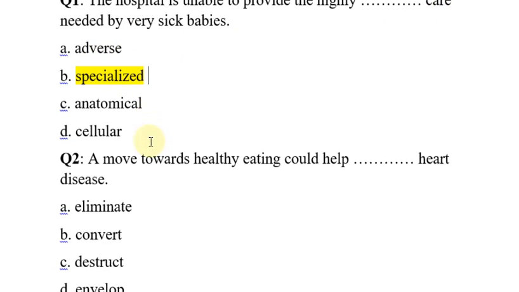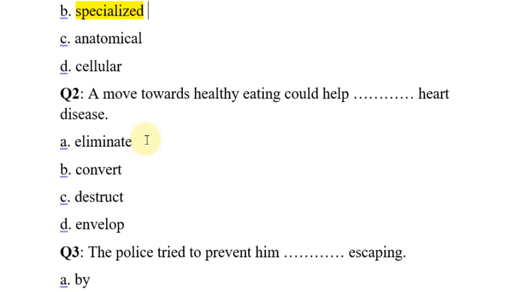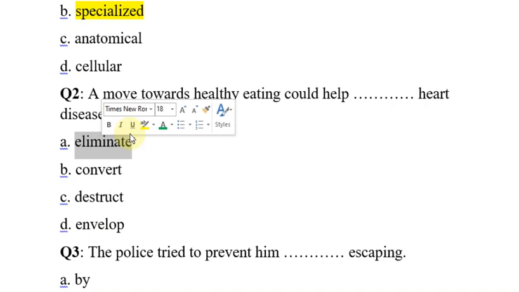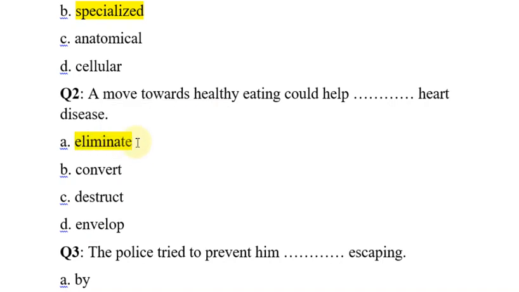The next one, question 2, is related to a verb. A move towards healthy eating could help blank heart disease. Healthy eating helps eliminate, means get rid of, convert, destruct, envelop. The answer is eliminate, means get rid of heart disease.